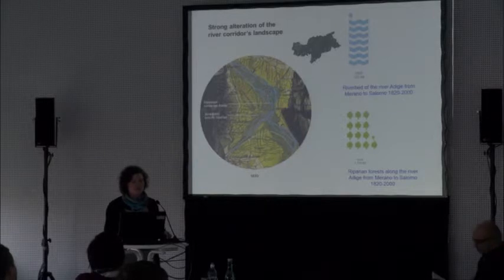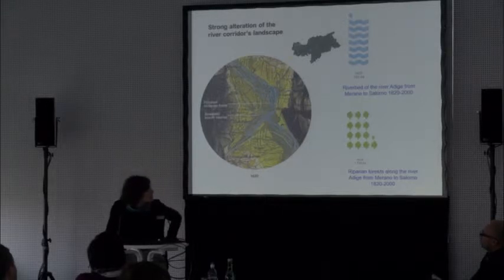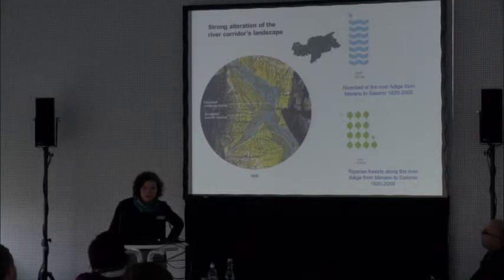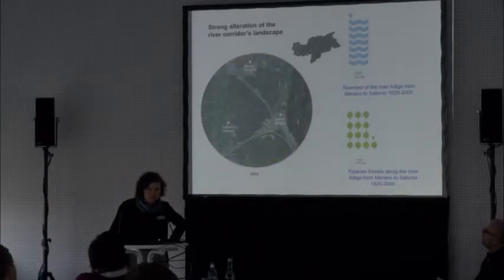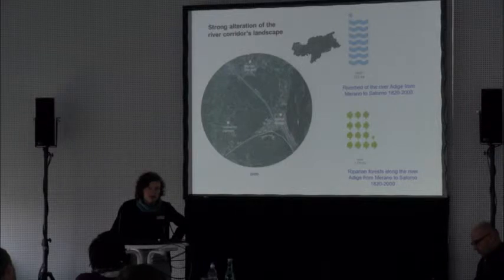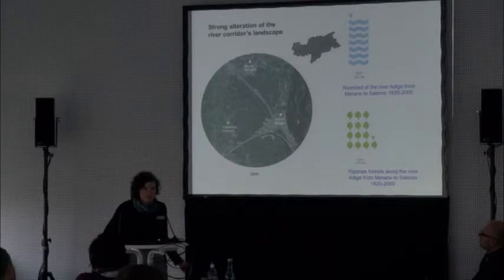So we have a really strong alteration of the river corridor's landscape in the last 200 years. If you look at this picture, this is again the Adige. It's south of Merano, and we see that in 1820 the whole valley bottom was covered by riparian area and the riverbed was braided. And the situation that we're facing now is quite different. Now we have just a really straightened river. And all the surface that was riparian forest before is now apple orchards, or as we can see in this area, industrial area, and before it was riparian.